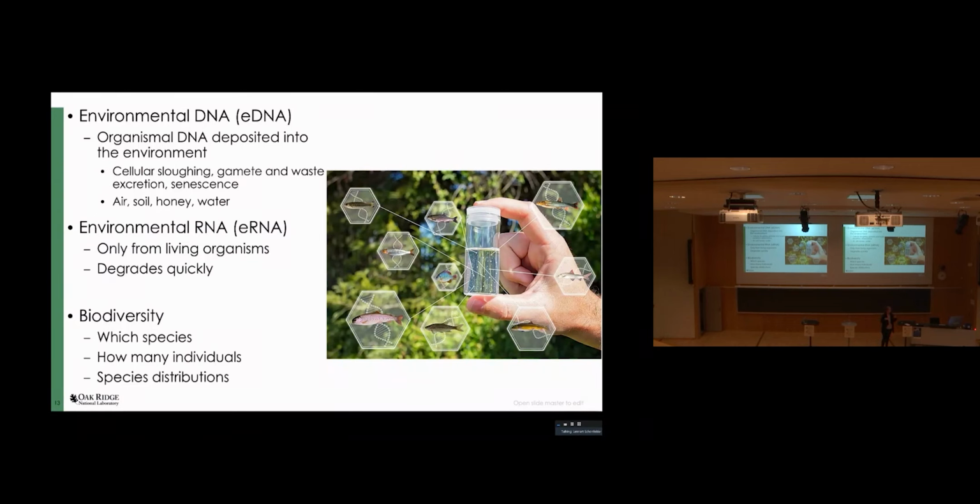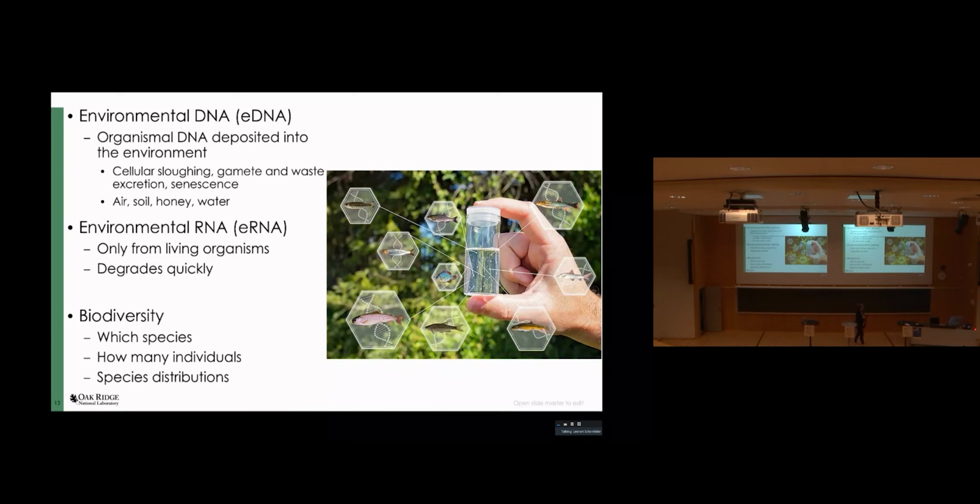The resolution that you get from DNA and RNA are potentially different, though. DNA is really stable. It's a double-stranded helix structure that can persist in the environment for long periods of time, whereas environmental RNA only comes from living organisms, and so it gives you a snapshot in real time. And it can degrade rather quickly because of its molecular structure.